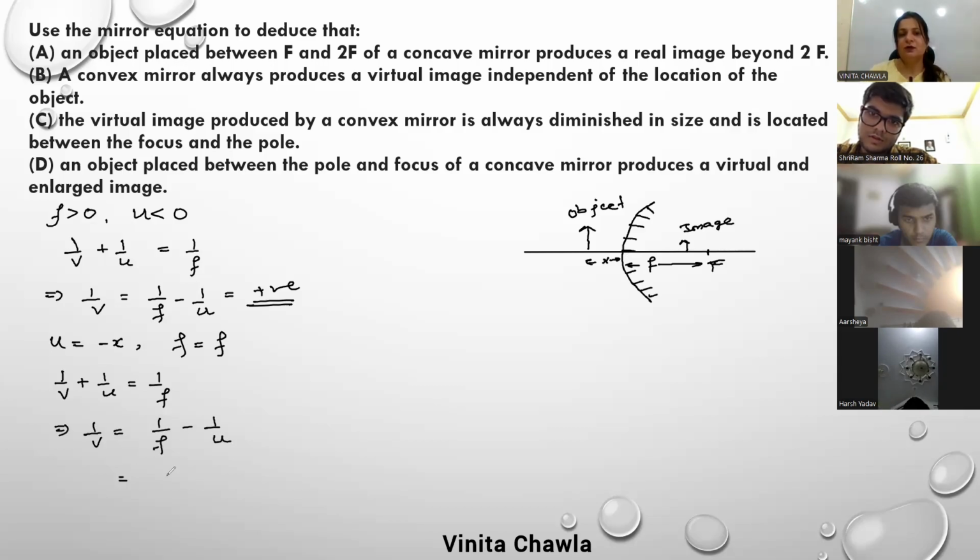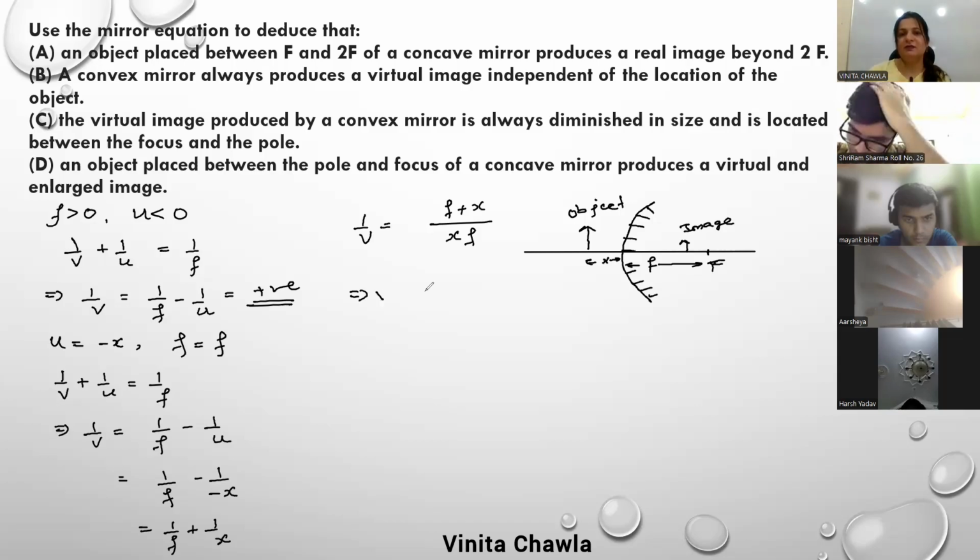Now put the values here. It's 1 by F minus X. U is minus X, so we write minus X for this. Minus minus becomes plus, so 1 by F plus 1 by X. Taking the LCM, it's XF, and in the numerator we have F plus X. So this implies V is XF upon F plus X.